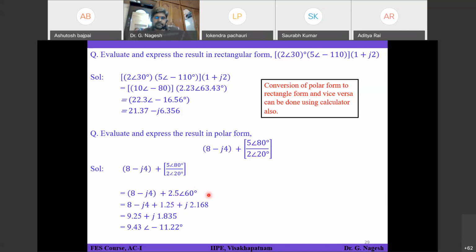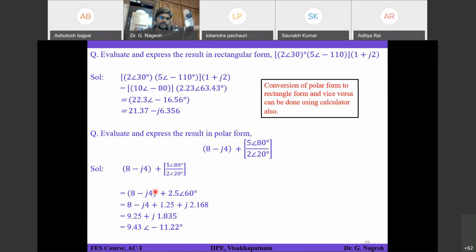Clear? When you are multiplying two polar numbers, R1 and R2 will be your magnitude and the angle will be theta 1 plus theta 2. When you are dividing, it will be theta 1 minus theta 2. The denominator angle, when it comes to numerator, will become minus sign. So 80 minus 20, that will become 60.